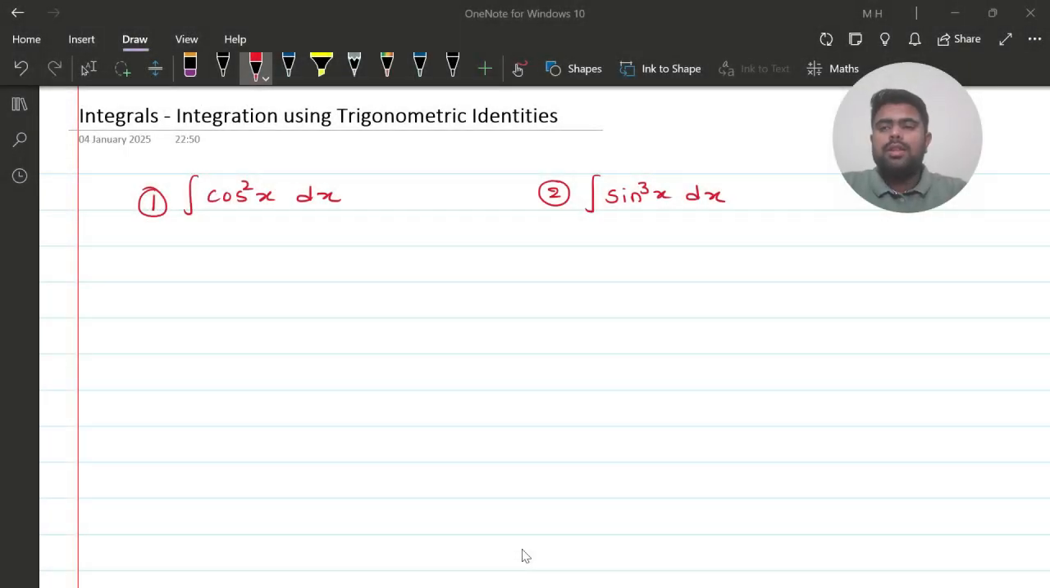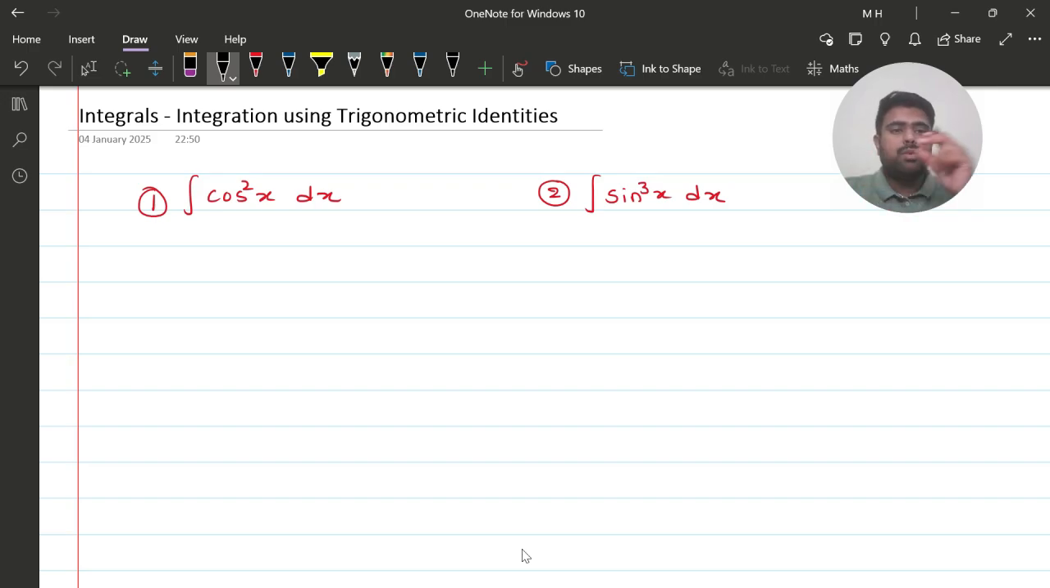Hello everyone. In this lecture, we shall start with the integration using trigonometric identities. As I said, here we are going to discuss questions based on trigonometric identities, simple integration, I mean the standard integrals, and integration by substitution. Other than that, there is no other integration method involved, but we will be using different results of trigonometric functions.